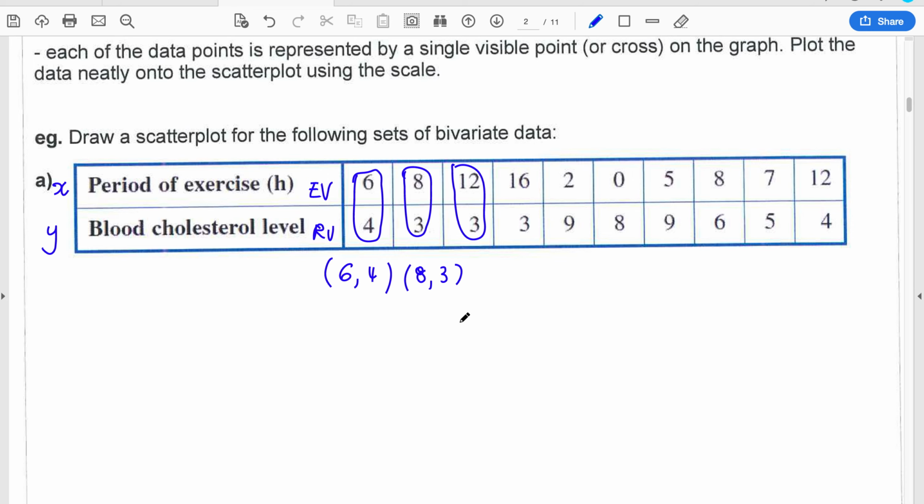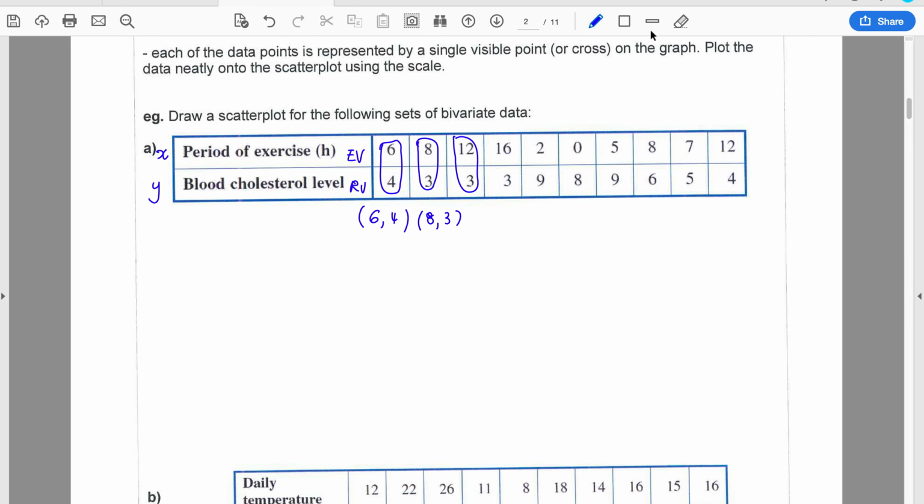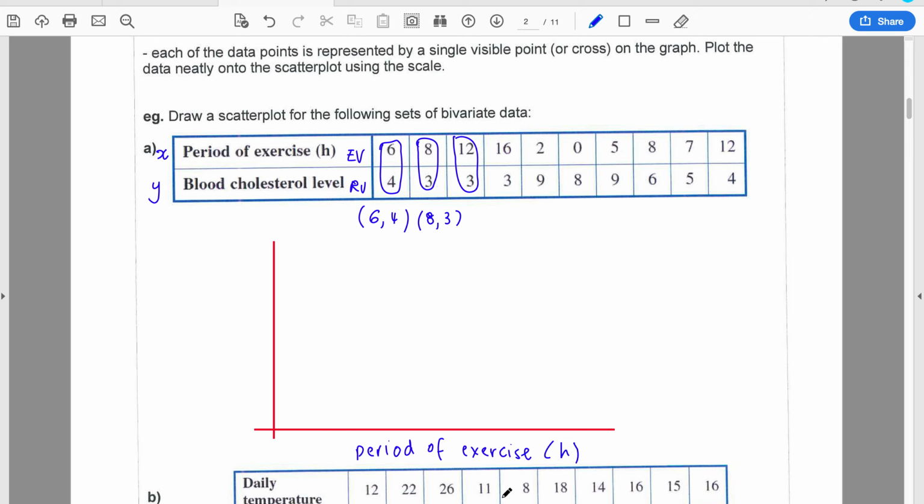So just zoom out a little bit, just to give you an idea of what to do before I show you the finished product. And you can do this yourself. We'll have a vertical axis and a horizontal axis. We will put the EV along the bottom. So this is period of exercise. And make sure you put the unit as well, hours.